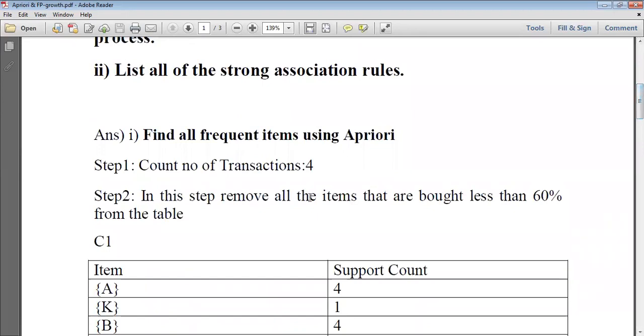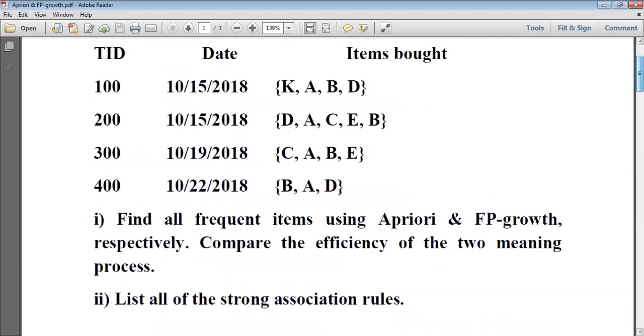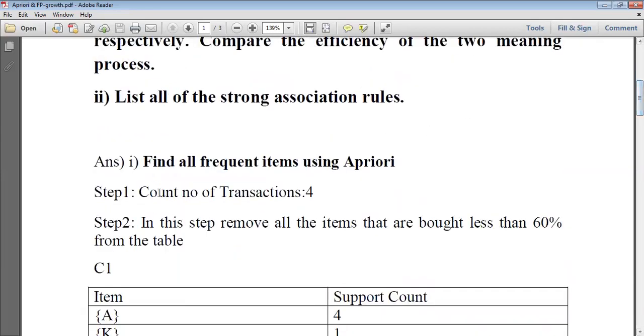Whenever you want to discuss the Apriori algorithm, first you need to know what the frequent items are. Which items are frequently purchased by the customers, that only we have to identify using this Apriori algorithm. In this problem, how many transactions are there? Here we have four transactions, that is the transaction IDs 100, 200, 300 and 400. So the number of transactions is 4.